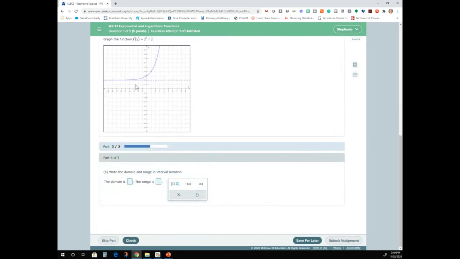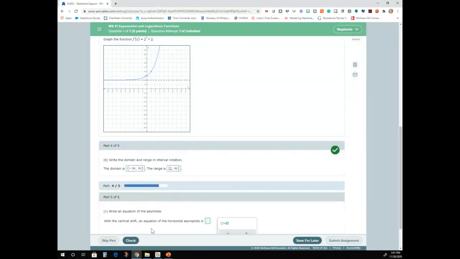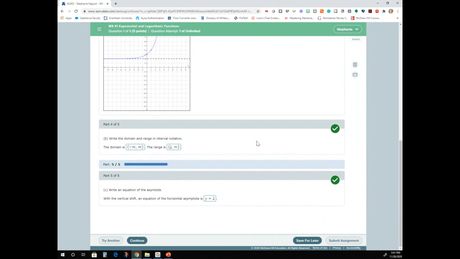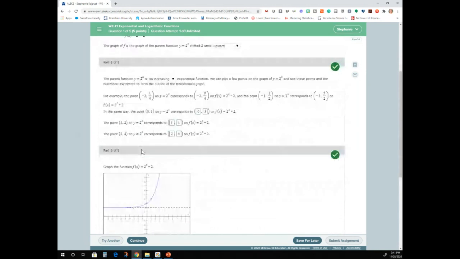Okay, so domain and range. The domain, I said, was all real numbers. So I'm going to make sure I put in my parentheses and then my negative infinity, my positive infinity. Range: now our range normally is from 0 to infinity, but because we shifted up, it's now from 2 to infinity. So I'm going to put that in. And then our asymptote, now it's shifted up from 0 to 2, so it's now at y equals 2. And that's it. So that's how you graph them here in ALEKS.